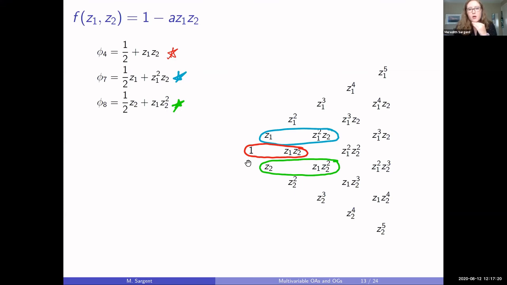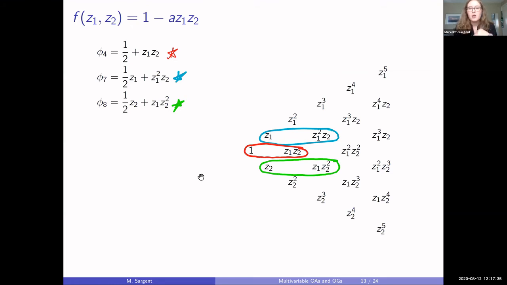Phi 7, if you look at the terms in here, you'll see that it's basically the same as phi 4, but we've just multiplied by z1. That's what we see in our diagram here. It goes up to there. Same thing with phi 8, it goes down there.